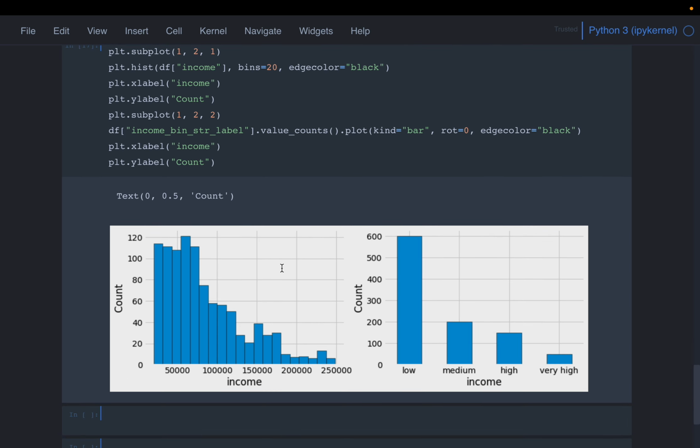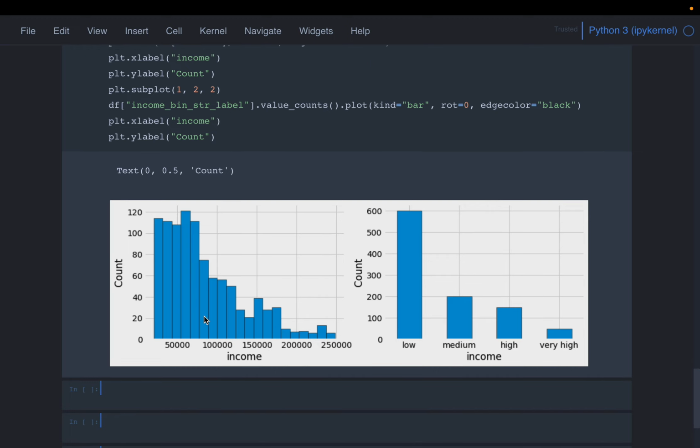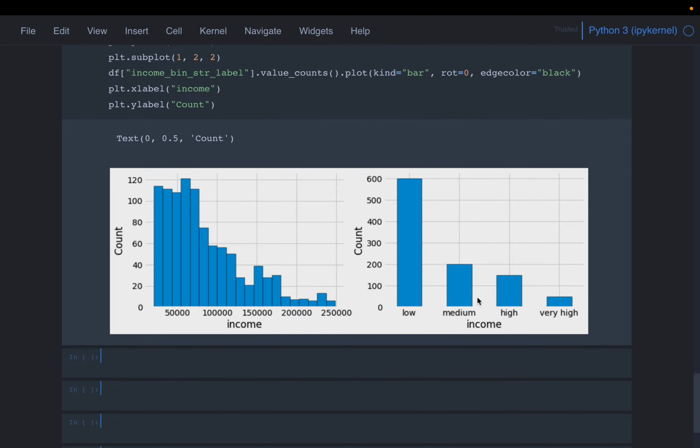Okay. Again, we are just looking at the raw data as well as the transformed data here. Here we have the raw data. As we know, as the income increases, the number of people with that income reduces, right? So there will be only a few people with very high income, whereas in this group there are a lot more people. So we have transformed this into these 4 categories. There are many people in this low income group, and very few people in this high income group.